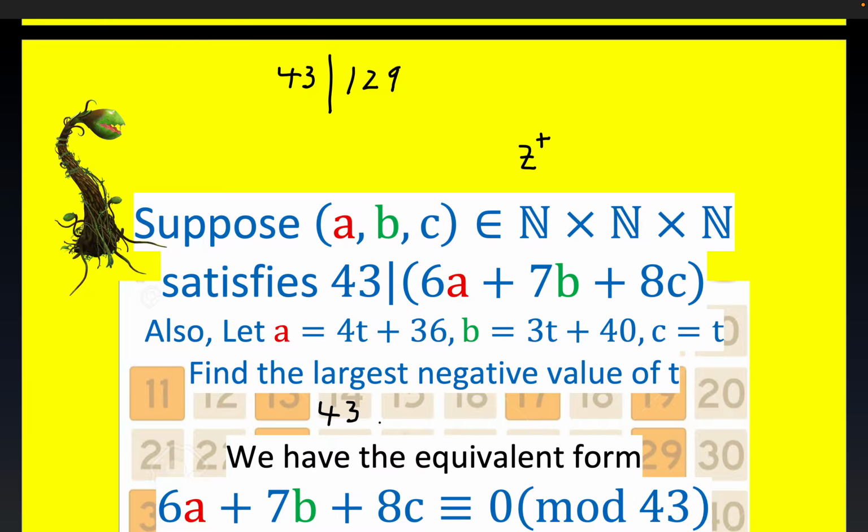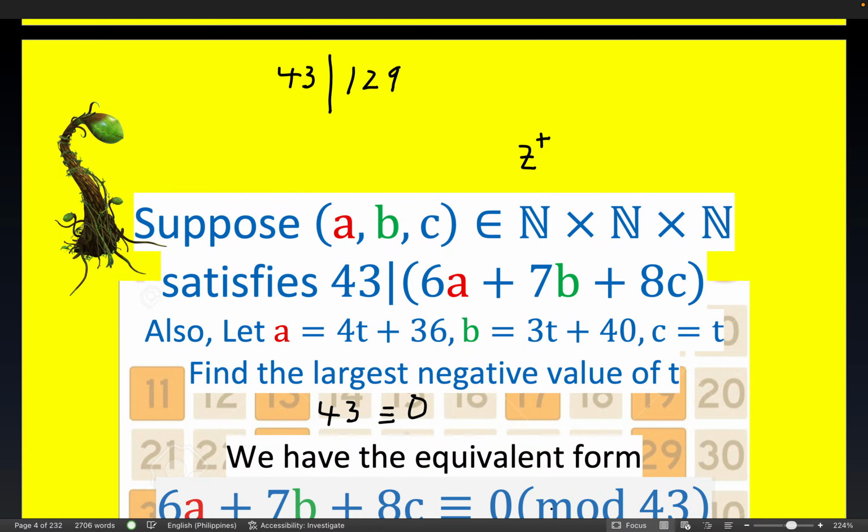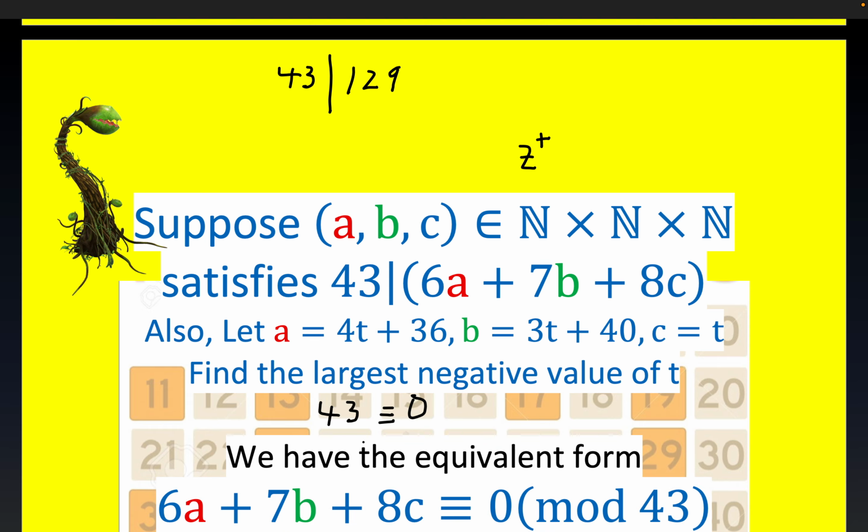43 trivially is congruent to 0 mod 43. Now you can multiply, and this is something you would know anyway, but if you multiply through by, let's call it m, that implies that 43m is also congruent to 0. In everyday language, if something is divisible by something, then if you multiply it by another integer, that same thing is divisible. So 43m is congruent to 0 mod 43 for any integer m, right?